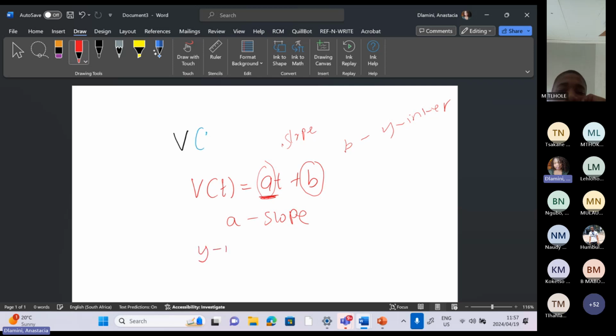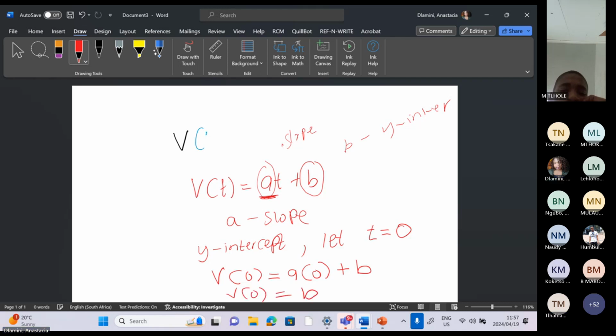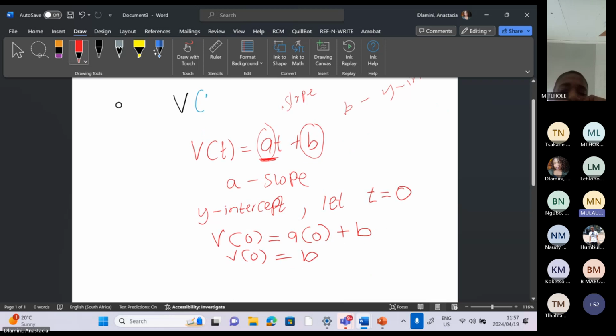How do we find the y-intercept? We say let t equal 0. Let t equal 0. Then v of 0 is equal to b. Therefore, v of 0 is equal to b, and the v of 0 is 200. Why? Because it's the initial one, because t is equal to 0.